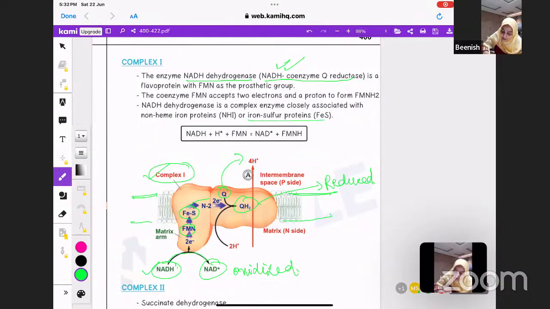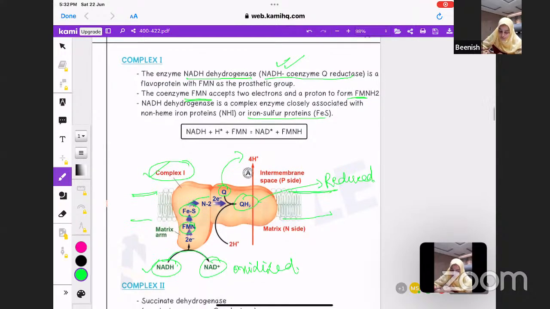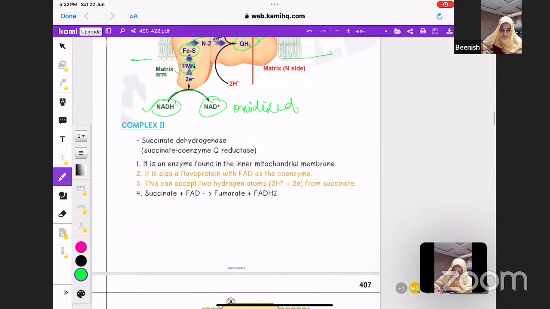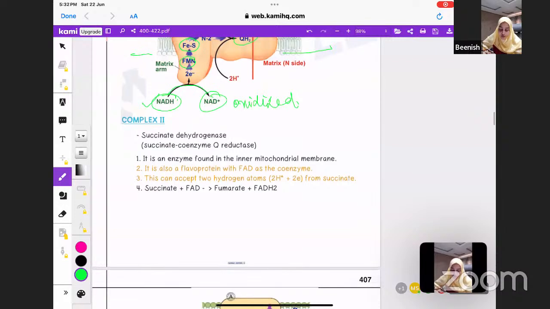Then it contains iron sulfur complexes and FMN. These are the components of complex 1. And here NADH is going to get oxidized and coenzyme Q is going to get reduced. So that was about complex 1. Moving forward to complex 2.